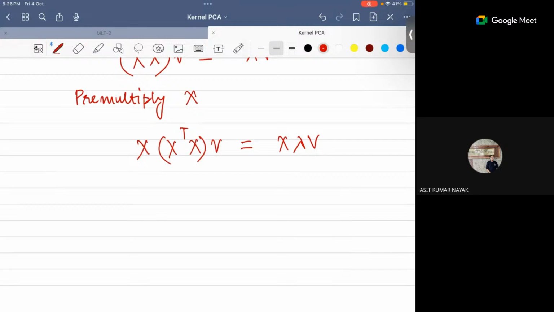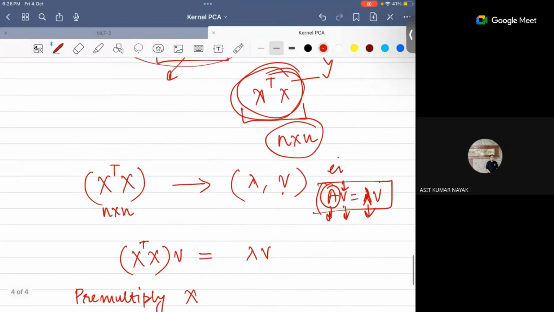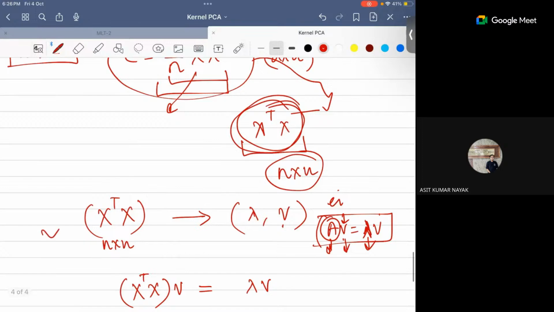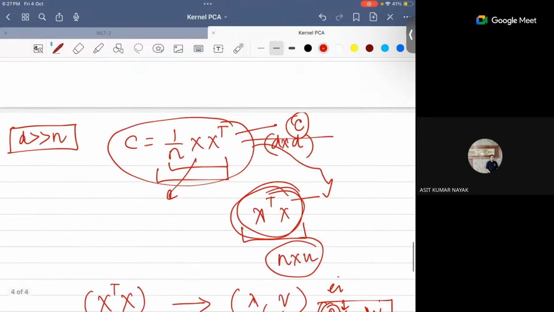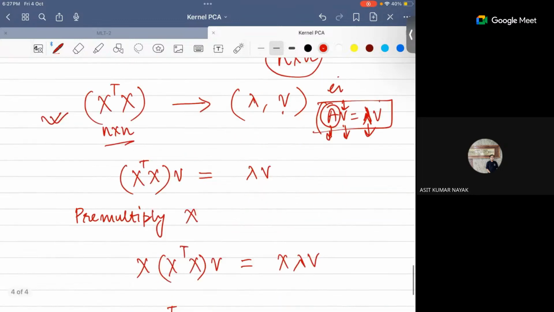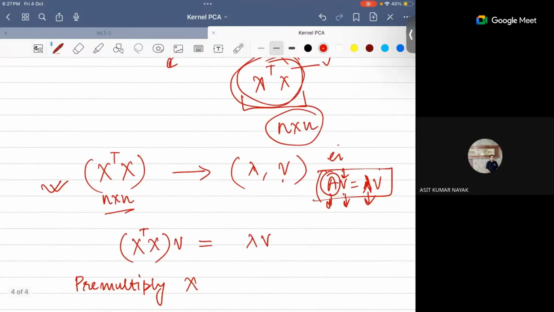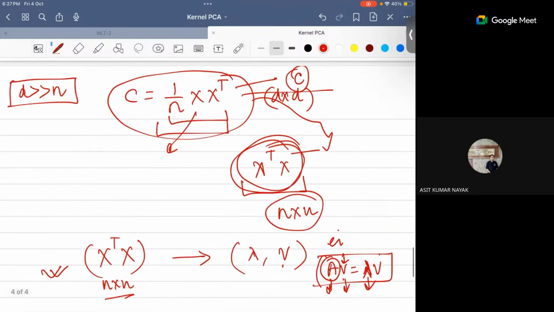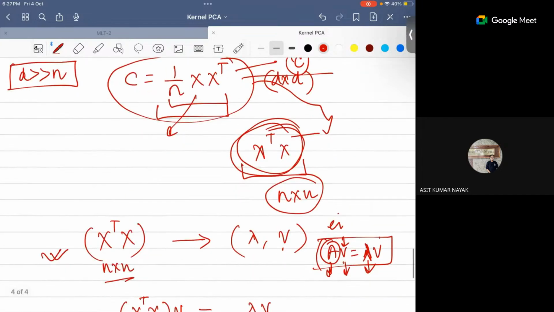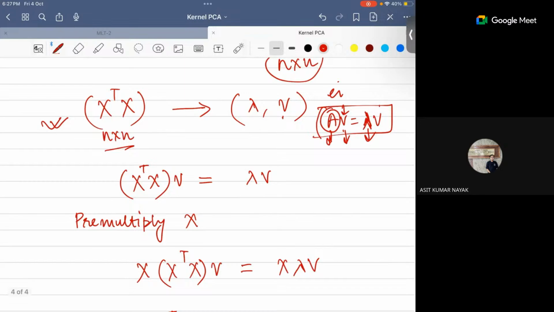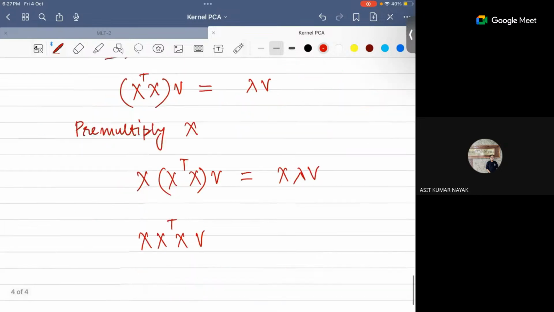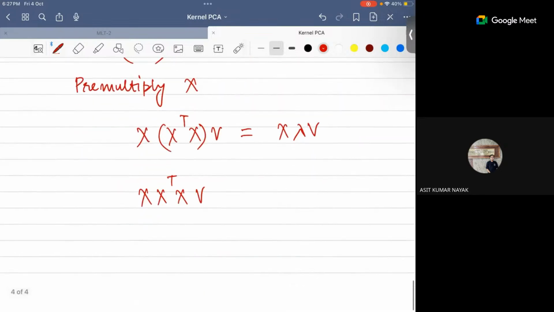Now, we were working on X transpose X, which is n cross n, but we need everything regarding X X transpose. Why do we take help of n cross n, X transpose X? Because d is very large compared to n, so that's why we took help of X transpose X. When we were doing this, we came upon one thing.